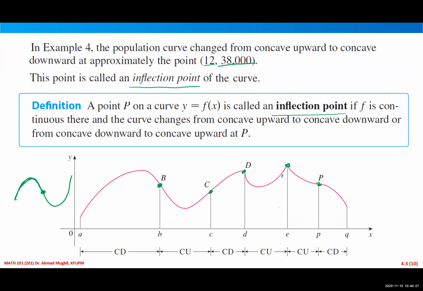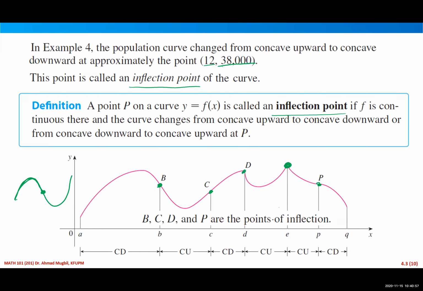Why is this point not an inflection point? It's concave up, and it didn't change after the point. It's still concave up and continues concaving up. If it started like this and then changed, we could say so, but it cannot do that at this point. So here only B, C, D, and P are the points of inflection.